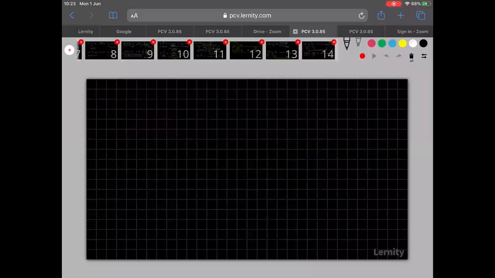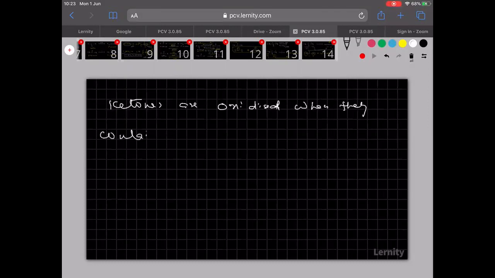Okay, so let me take one example here to make you understand well. But before going to start the example, I want to clear one important thing. Ketones are oxidized when they contain alpha CH2 group. This is the most important condition. Ketones are oxidized when they contain alpha CH2 group.